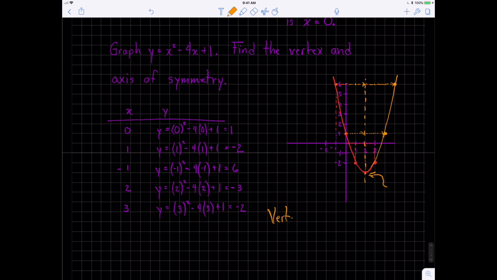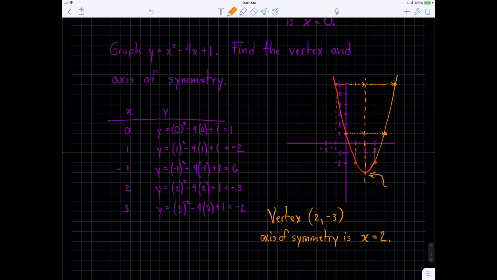So now we've found the vertex. We said our vertex is at the point x is 2, y is negative 3. And the axis of symmetry is, remember, always an equation of the form x equals something. In this case, it looks like x equals 2.